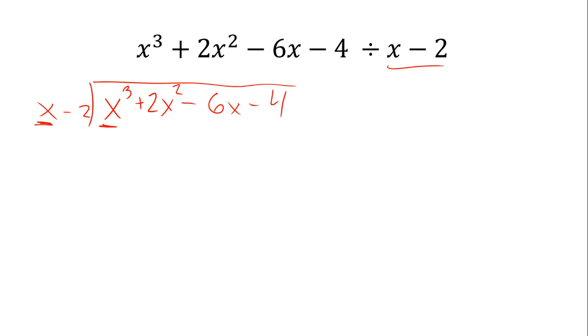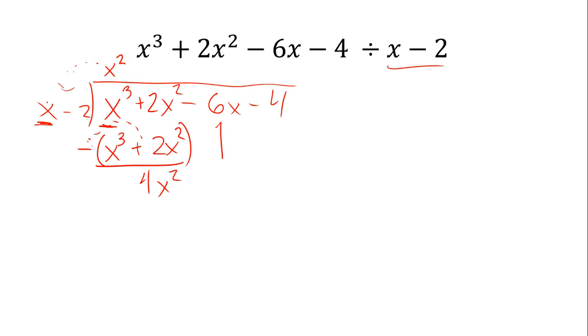X times what gets you x cubed? That would be x squared. X times x squared is x cubed. So now you're going to multiply x squared into the original. That gets us x cubed minus 2x squared. Now you're going to take that whole thing and subtract it. X cubed minus x cubed is 0. 2x squared minus a negative, that means we multiply the negative in, turning it into a positive, giving us 4x squared. Drop the 6x, so it's minus 6x.